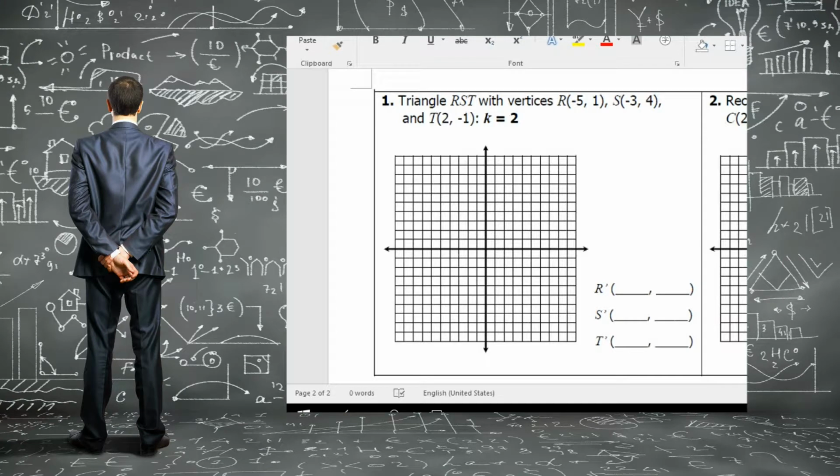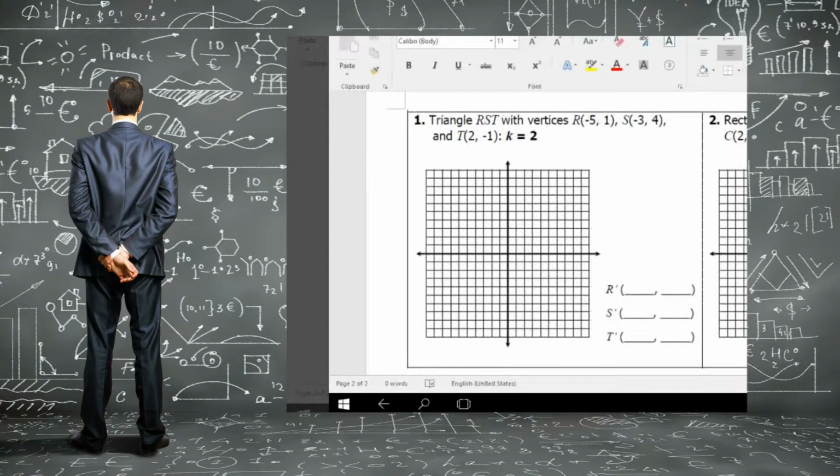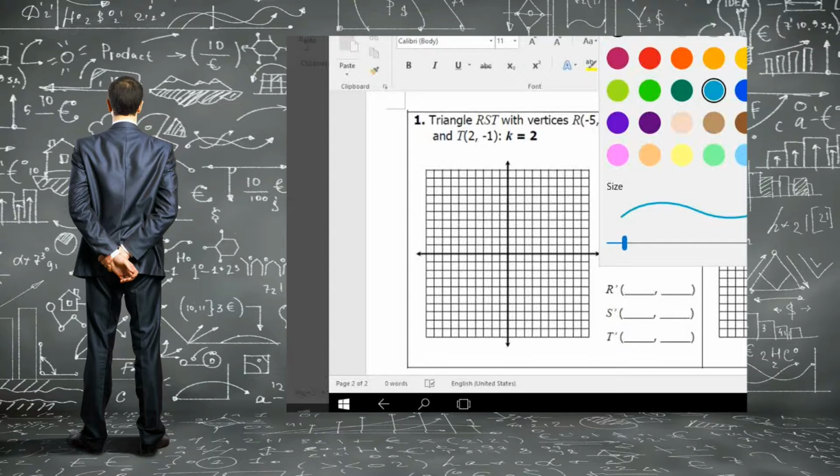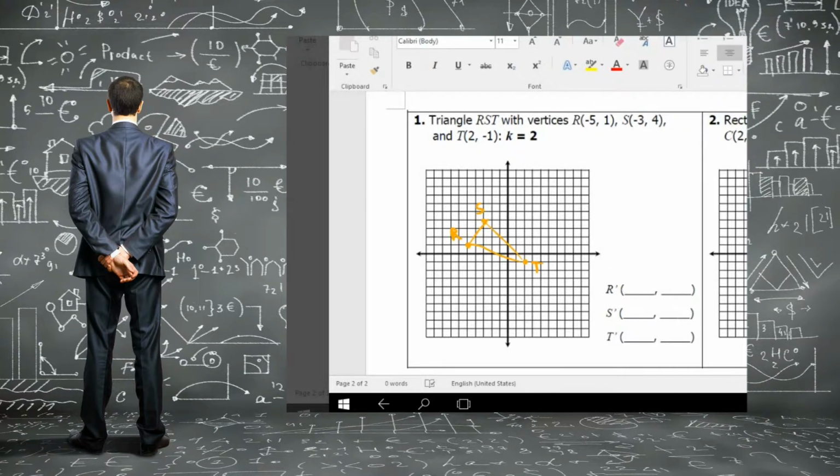Okay guys, it is Blackboard Guy right here, and we're gonna do examples 1, 3, and 5 together, and we're gonna let you try the rest on your own. So take a look at number 1. Triangle RST has vertices at these points, and I'm just gonna use some magic to have it plot on the graph here. There is our original points, R, S, and T, and we've got a scale factor of 2. That means everything's going to be twice as big as it was before.